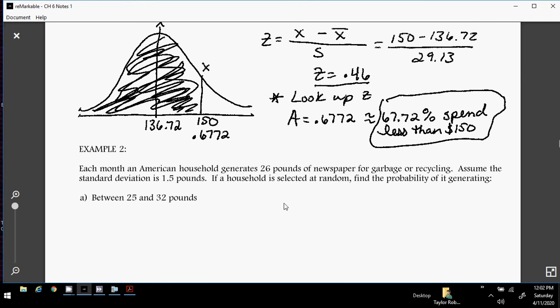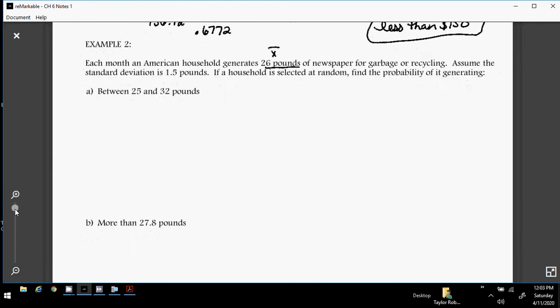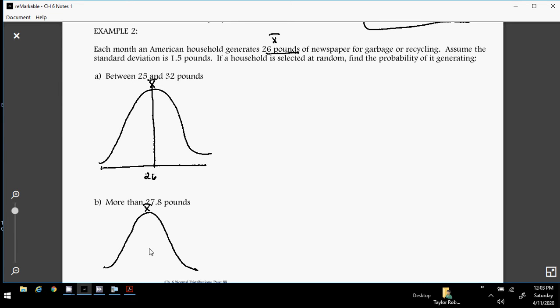Alright, let's look at example 2. It says each month the American household generates 26 pounds of newspaper. That's going to be my X bar. So what I like to do is, when I find my X bar, I go ahead and fill in my normal distributions. I'm going to draw a bell curve with 26, which is my X bar, in the middle. I'll do that for that problem and this problem.